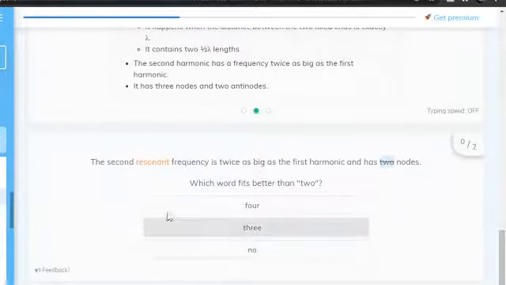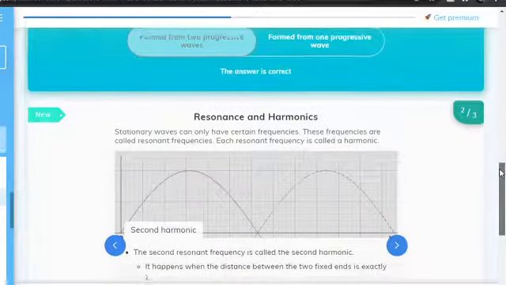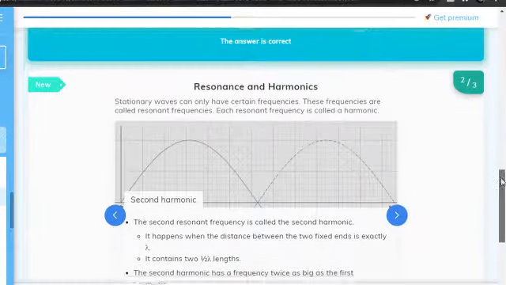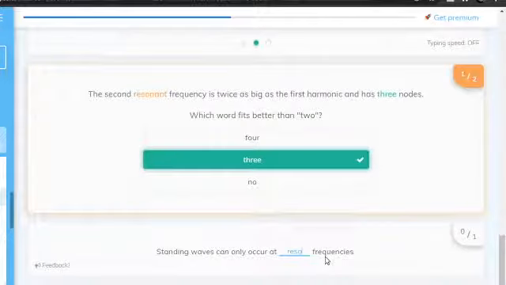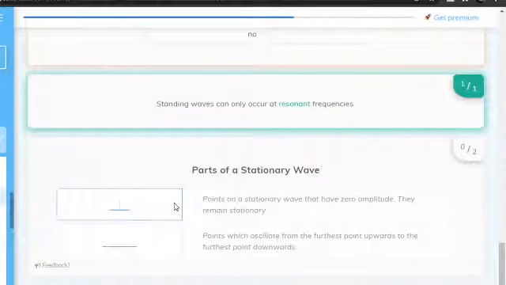The second resonant frequency has 3 nodes. Stationary waves can only occur at certain frequencies, at resonant frequencies.